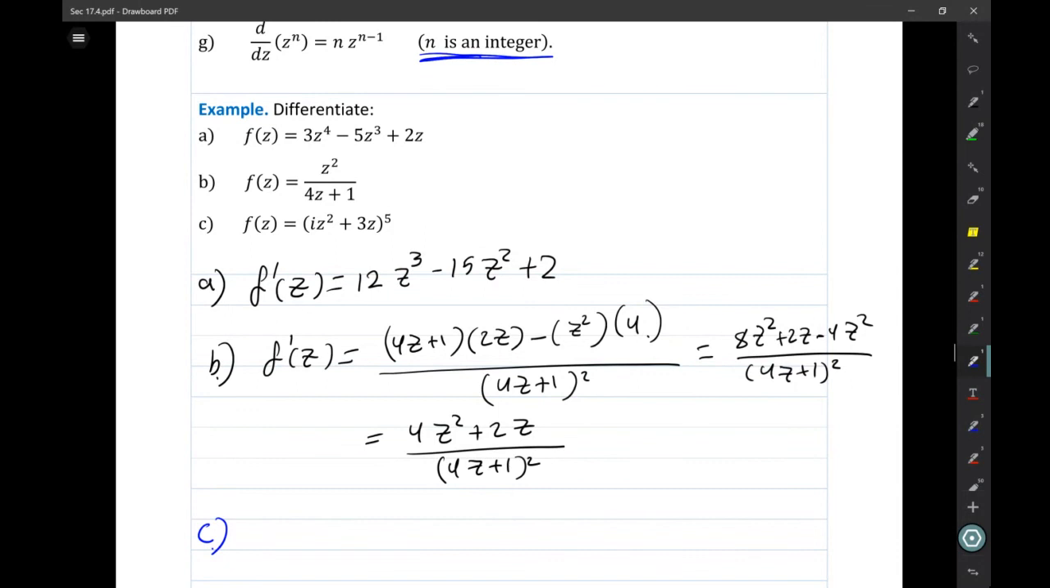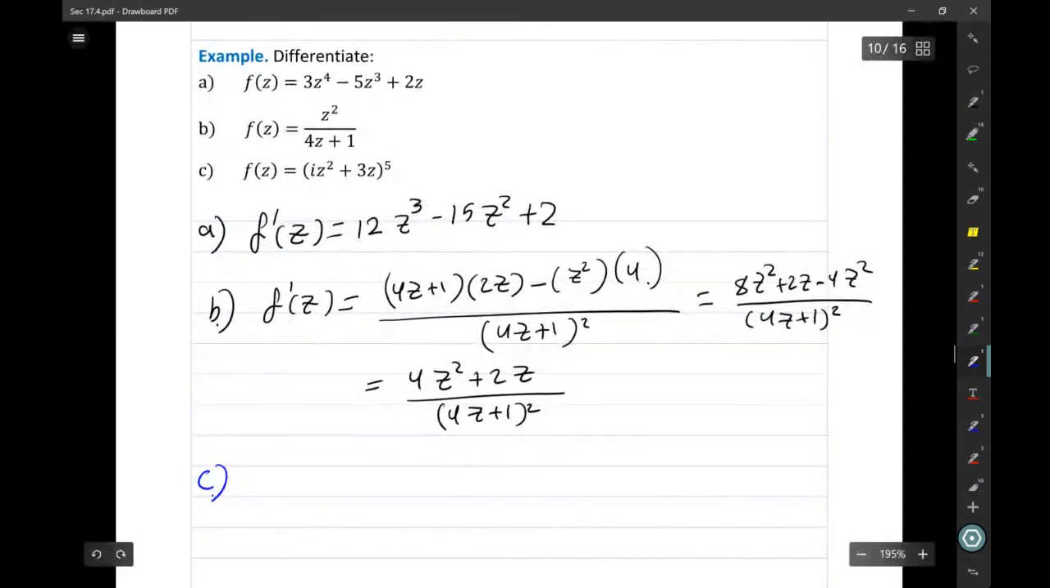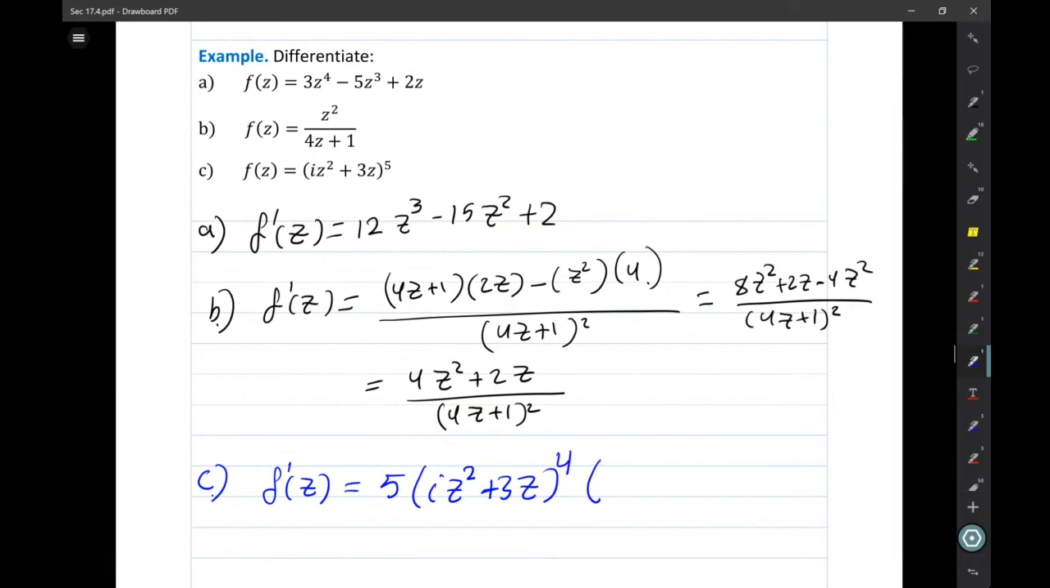Part C. How can we derive part C? Come on, who will solve it with me? f prime of z equals 5 times (i z square plus 3z) to the power 4 times the derivative of what's inside the brackets. Let's see who can solve it here: 2i z plus 3.